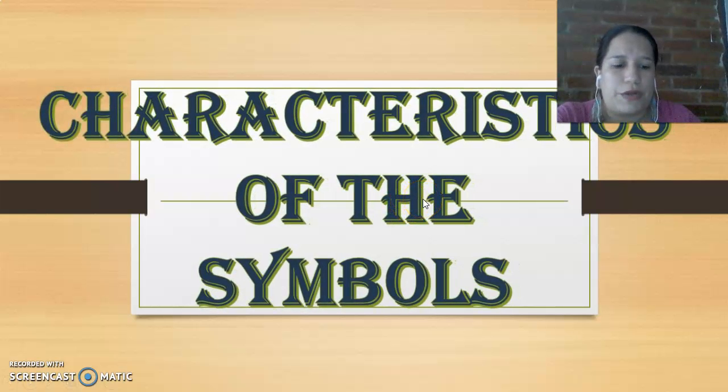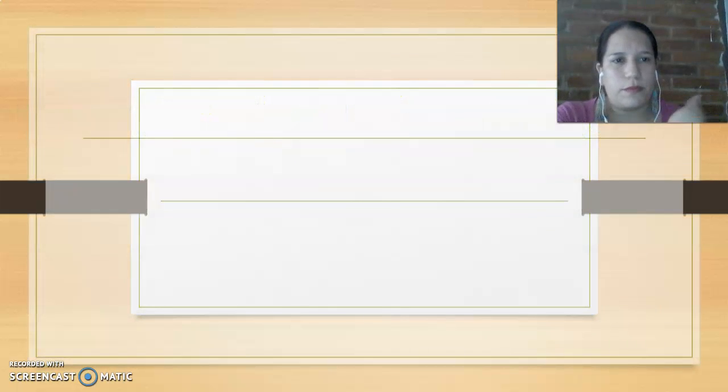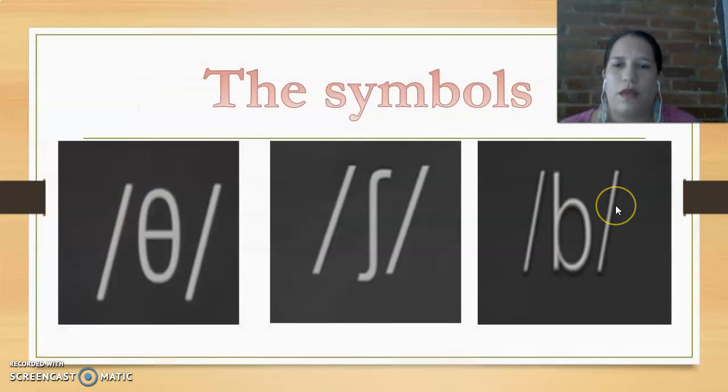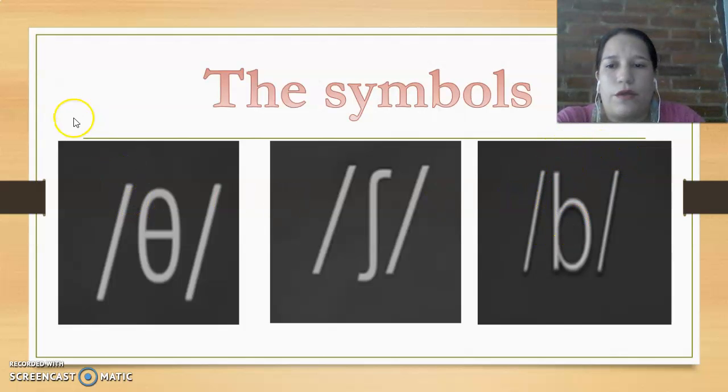Today, we are going to analyze the main characteristics of three phonetic symbols of consonant. The symbols that we are going to analyze are the following: f, sh, b.